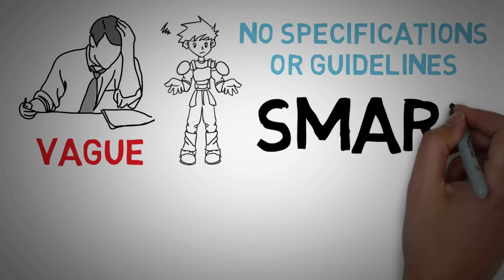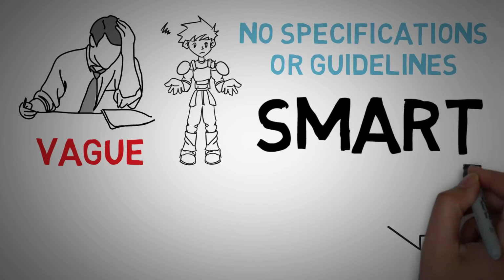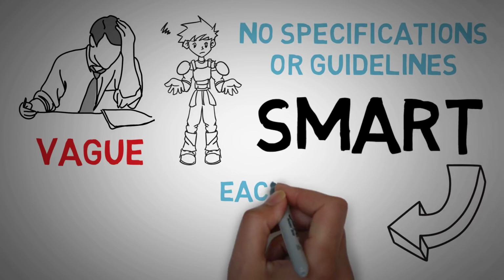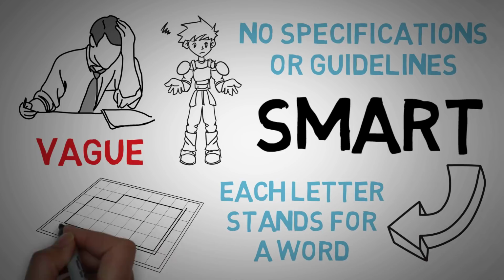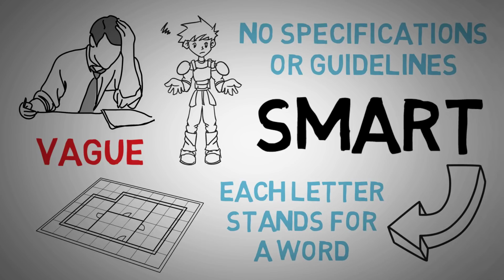SMART is an acronym, and each letter stands for a word that will help you clearly define what you want in a way that you will be able to achieve it. So when you follow this outline, you design your goal in a way that includes the details surrounding how you intend to reach it. The first letter of SMART is an S, which stands for specific.